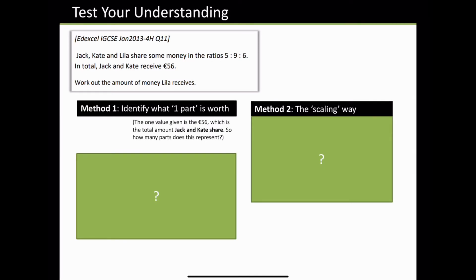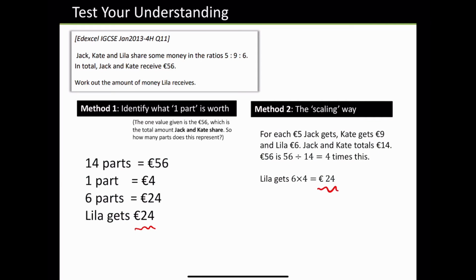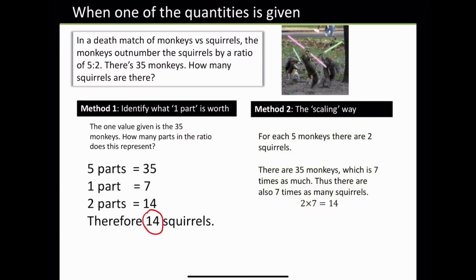Same again, a GCSE question, you've got 5, 9 and 6. The total is 56, so pause it. And here are the answers, they both give you 24. Continue, a deathmatch of monkeys versus squirrels. Monkeys outnumber the squirrels by a ratio of 5 to 2. There's 35 monkeys, so you know there's 35 monkeys. Same again, so you get 14 squirrels.